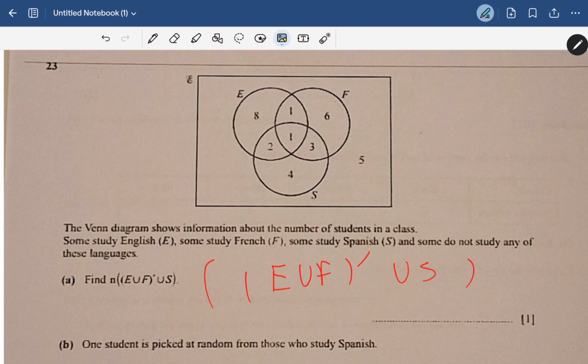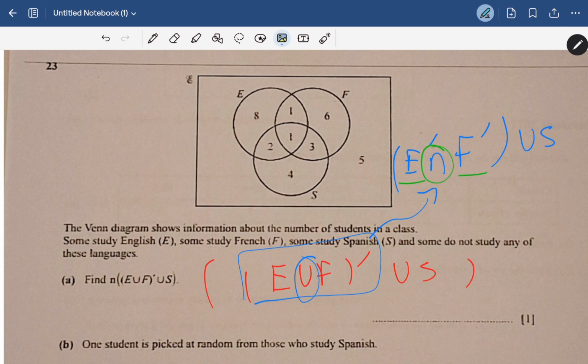You can write it like this, or another form: (E union F) complement, if you distribute the complement, is going to be E complement, then this will switch, it will become intersection F complement in brackets in union with S. So the very first thing we need to find is everything except E in the intersection with everything except F.